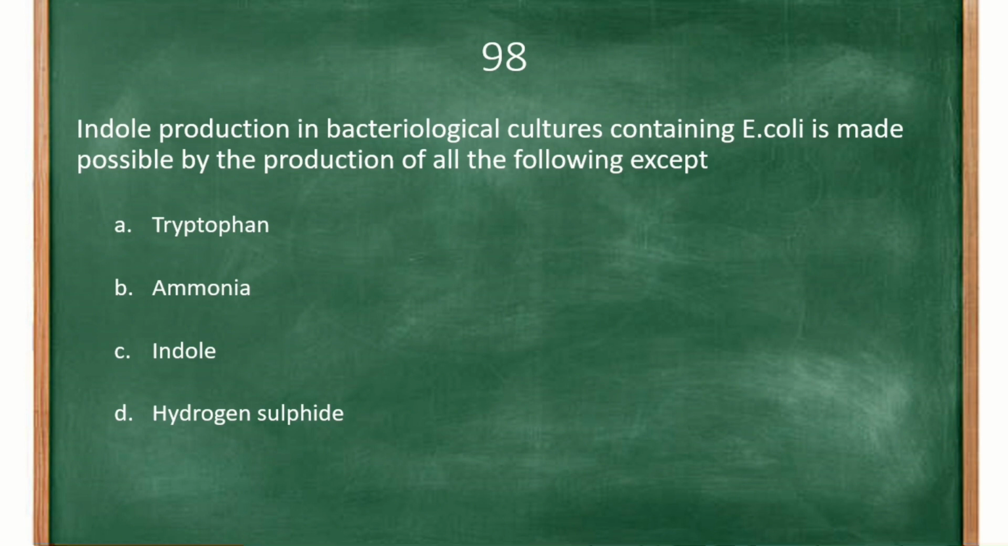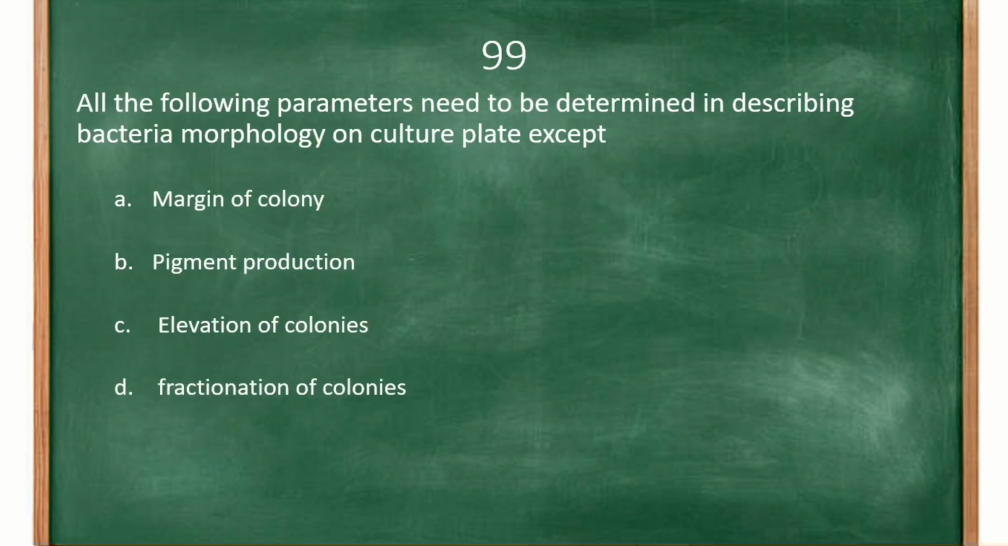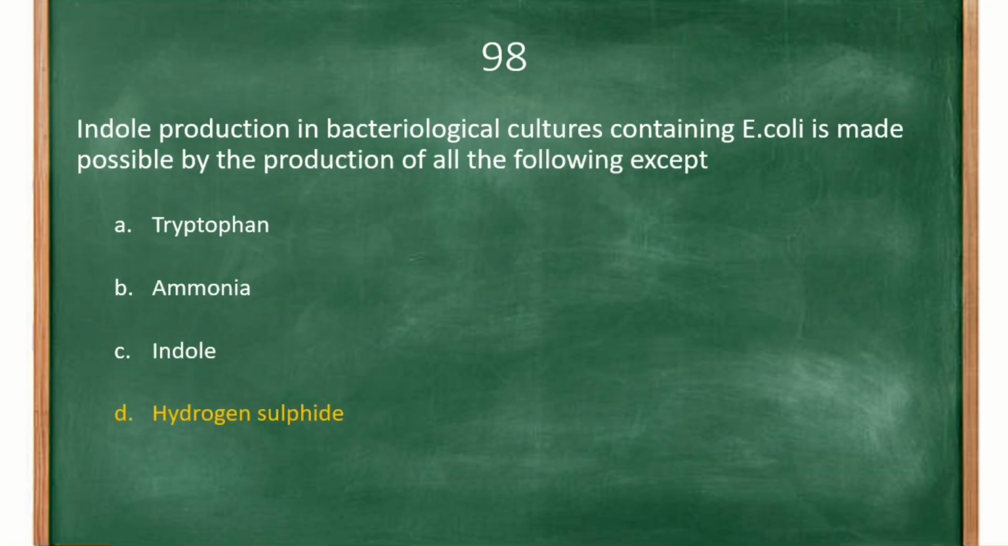Okay, so question 98. Indole production in bacteriological cultures containing E. coli is made possible by the production of all the following except: A, tryptophan; B, ammonia; C, indole; and D, hydrogen sulfide. So the correct answer here is D, hydrogen sulfide. Why is the answer hydrogen sulfide? If you look at our options, tryptophan.